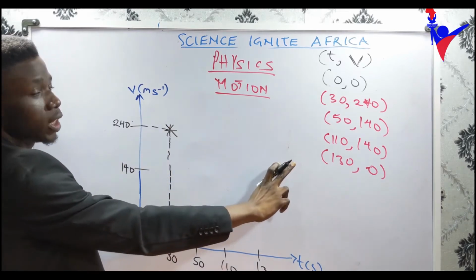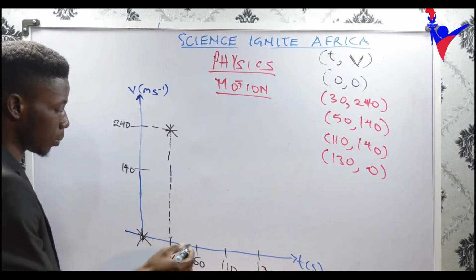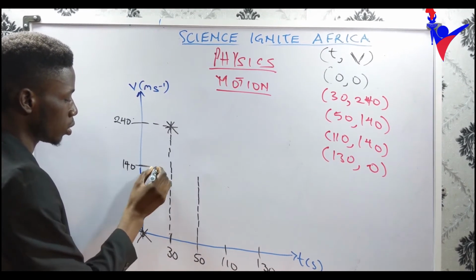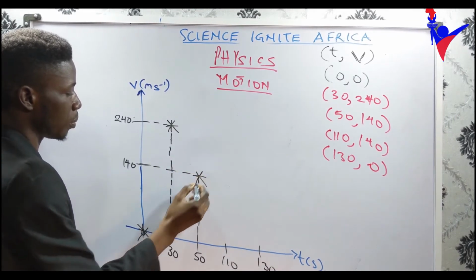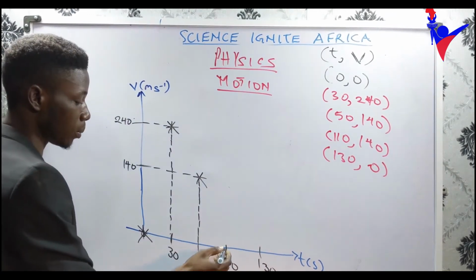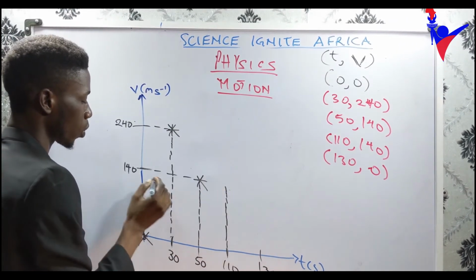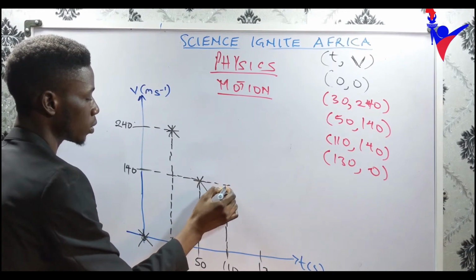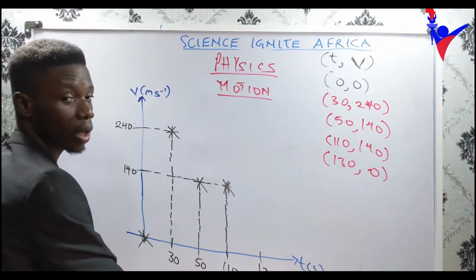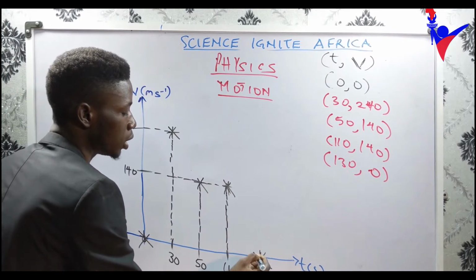Now, when the time is 50, we have the velocity to be 140 meters per second. So this is 140 meters per second. I have this. So we have another point here. And same thing when the time is 110, the velocity still remains 140 meters per second. So this goes up here and still 140. So we have another point here. And the last point, which is when time is 130, we have velocity to be 0 meters per second. So we have another point located here.